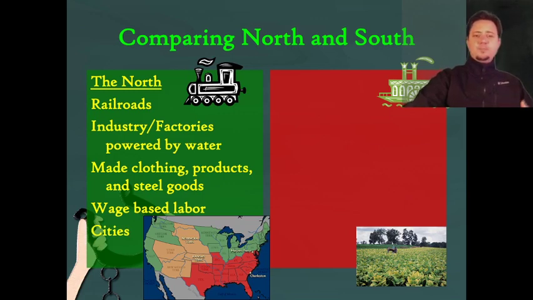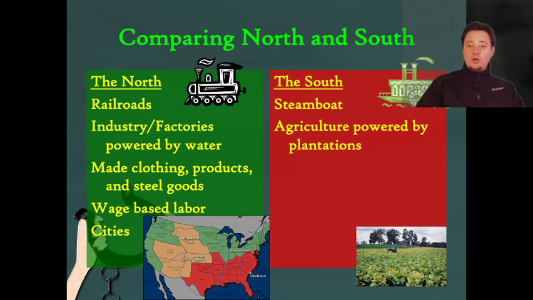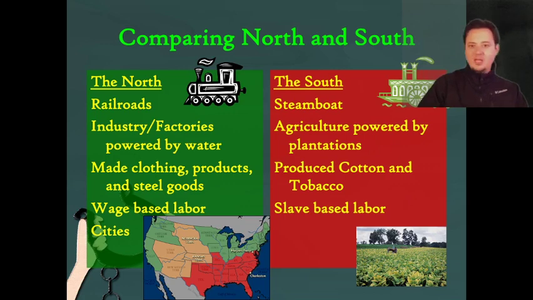So conditions in the North can be pretty miserable. And most people in the North live in cities. They are in urban areas where populations gather together, places like New York, Philadelphia, places like that. In the South, the primary mode of transportation is by steamboat. They focus on agriculture, farms, especially these huge plantations where cotton and tobacco is grown. They produce cotton and tobacco as their two biggest products in the South. It is slave-based labor, so most of the workers who are working out in fields are not being paid for this.